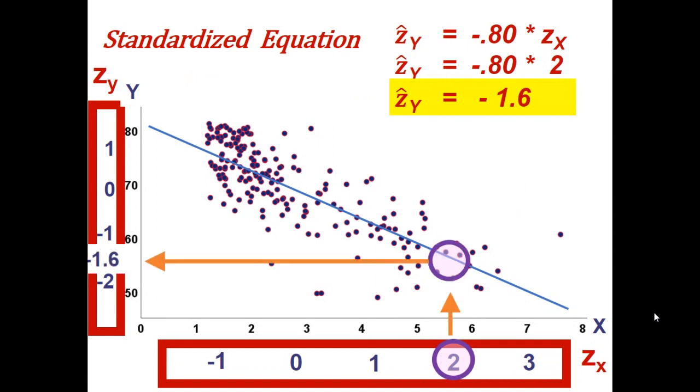And we can see that the prediction point on the regression line gives the same result. The predicted z of y is negative 1.6. So a country where fertility is 2 standard deviations above the mean, that is, z of x is 2, has a life expectancy more than 1.5 standard deviations below the mean.